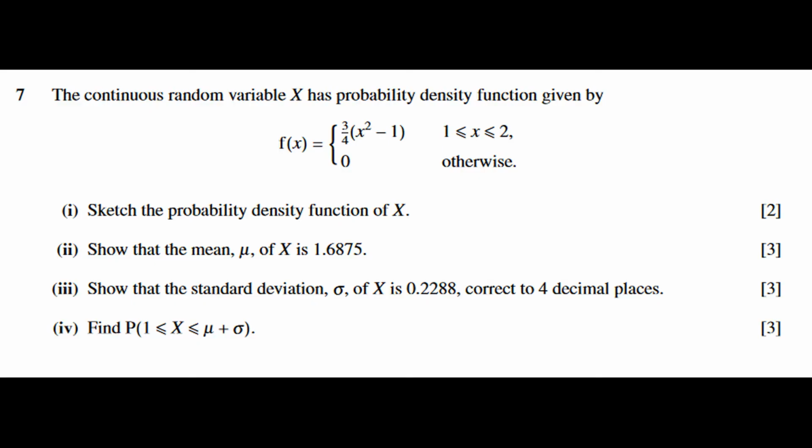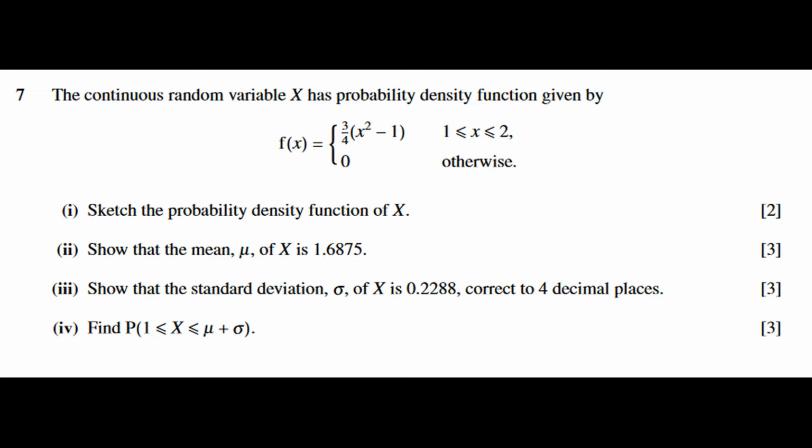Okay, in this question we are given the continuous random variable x, and it has a probability density function given by f(x) equals 3 over 4 times (x squared minus 1), for 1 less than x less than 2, and 0 otherwise. The first question is asking you to sketch the probability density function of x, which is f(x) as shown above.